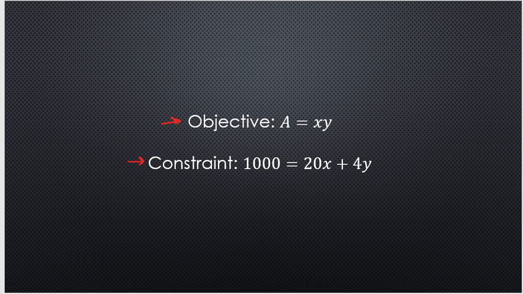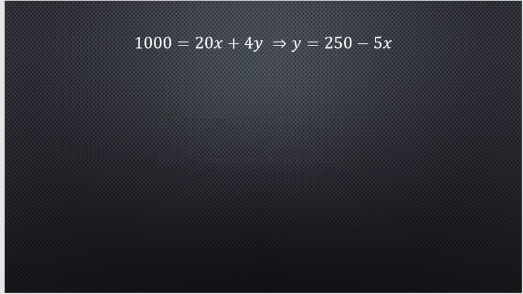So once we have these equations, take your constraint equation, solve for one variable in terms of the other. It does not matter which one you do, but I look at these numbers here and I see that in the end, it's going to look nicer if I get y in terms of x. So if I subtract 20x from both sides, and then divide both sides by 4, that's going to give me y is equal to 250 minus 5x.